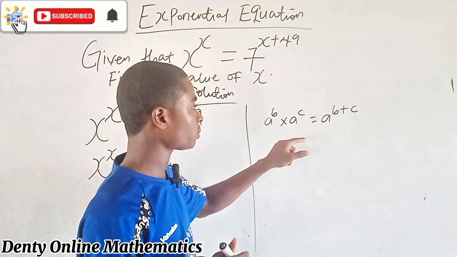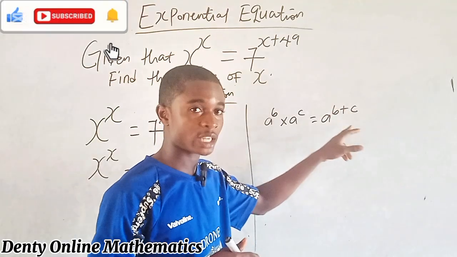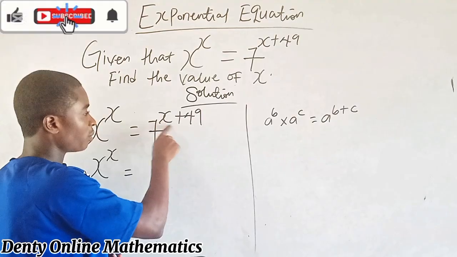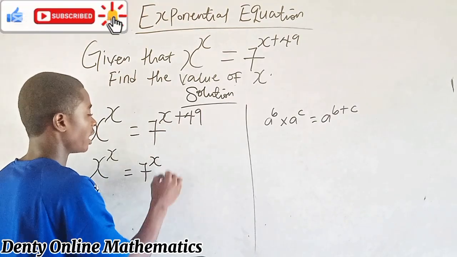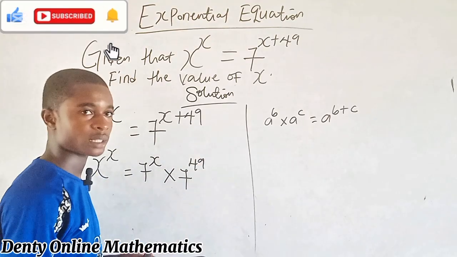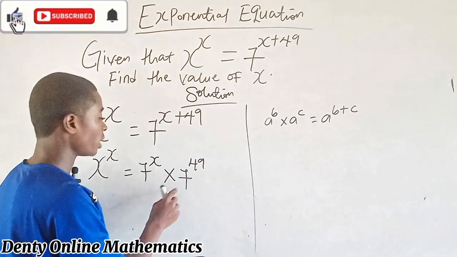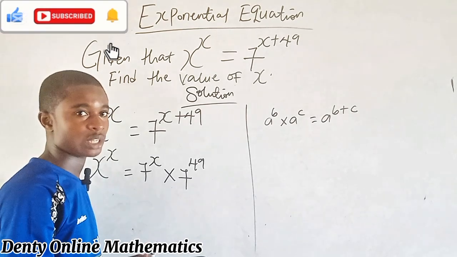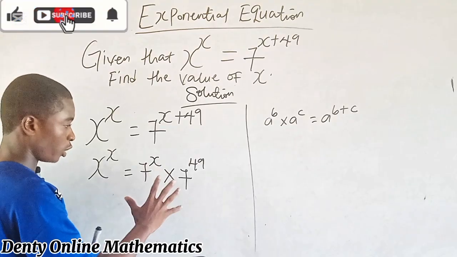Now to do this, that means we pick one of the bases and then we add the exponents or the powers. Now let's bring this back here. Now we have 7 raised to the power of x plus 49. This is the same thing as 7 raised to the power of x multiplied by 7 raised to the power of 49. Yes, because we said anytime the base is the same, we can pick one of the bases and then we can add the exponents. You get? That's how we got to this point here.